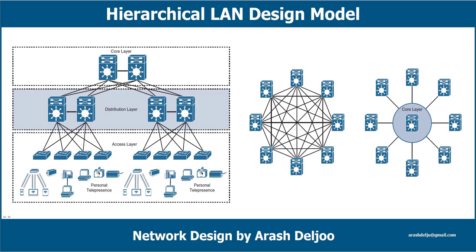Because of that, about the core layer, the most important things for us are the speed and also the high availability and performance of the core layer. The core layer is the backbone and aggregation point for multiple networks and provides scalability, high availability, and fast convergence to the network.